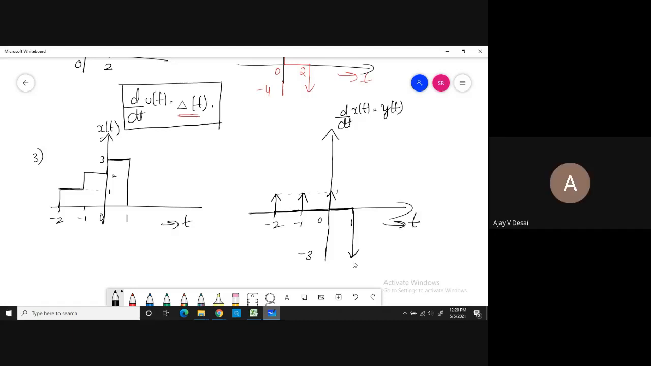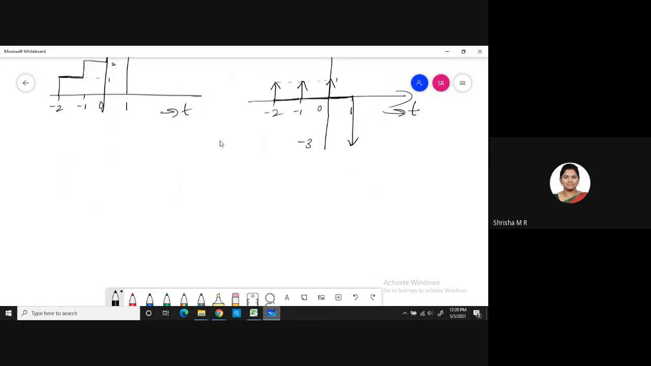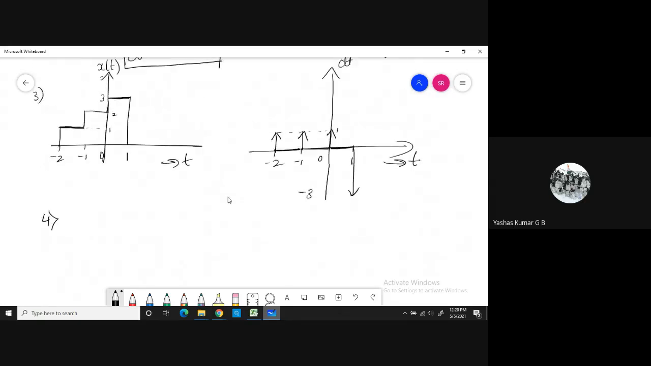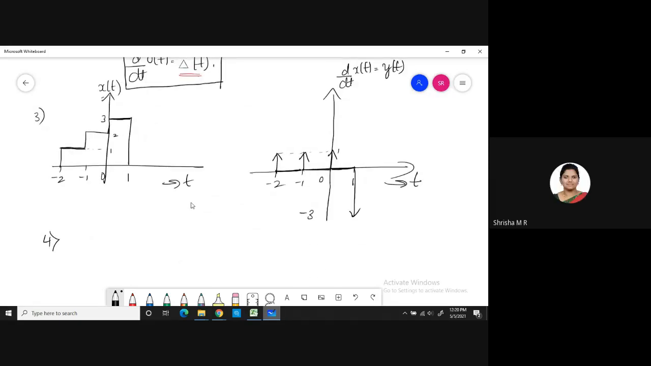Yes, ma'am. Okay, this is one example. I'll show you one more example. Ma'am, at -1 amplitude must be 2, no ma'am? No, at -1 there is a change. What is the rate of change? It is only 1 unit, right? So the signal is constant, again 1 unit change. Again the signal is constant, 1 unit change. Got it?